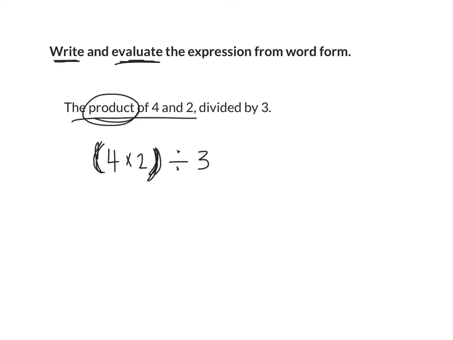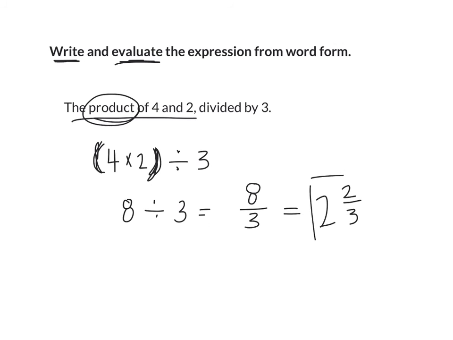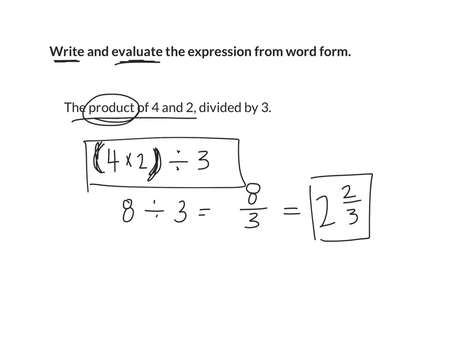Let's do it. What's 4 times 2? 8. Divided by 3. How can I write that as a fraction? 8 over 3. Do I have any wholes there? 2 wholes, and how many thirds? So the answer is 8 and 2/3, and there is your expression. You're going to box both because the directions tell us to write and evaluate. So there's 2 parts to the answer.